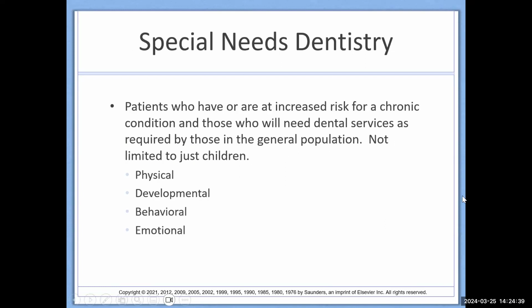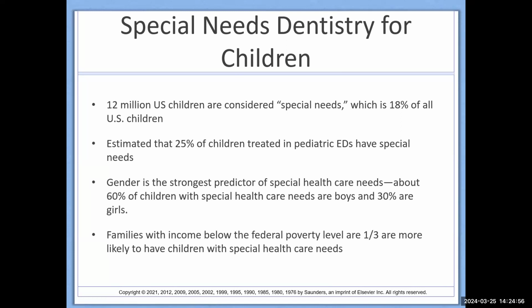Okay, so patients who have or are at increased risk for a chronic condition need dental services as required by those in the general population, but they're not limited to just children, right? So we have to deal with the physical aspect, the developmental aspect, behavior, and emotional aspect. So just some statistics here. Around 12 million US children are considered special needs, which is 18% of all the US children in the population. That's quite a big percentage.